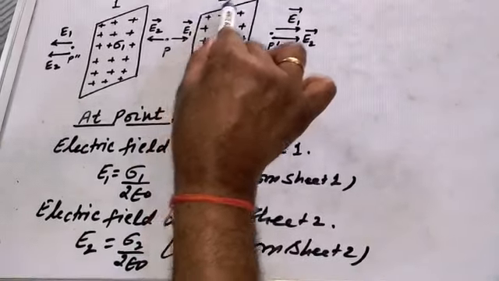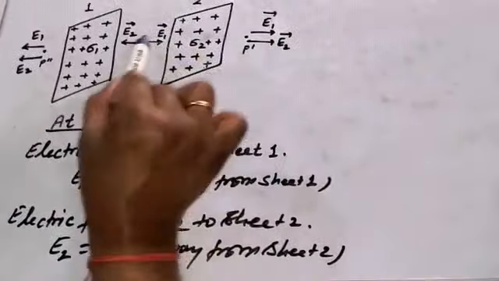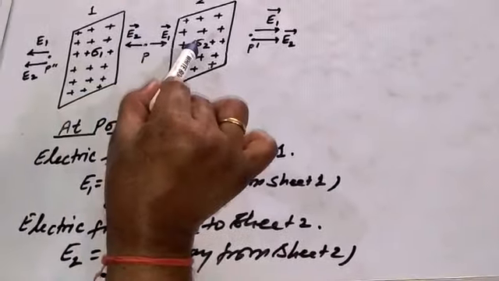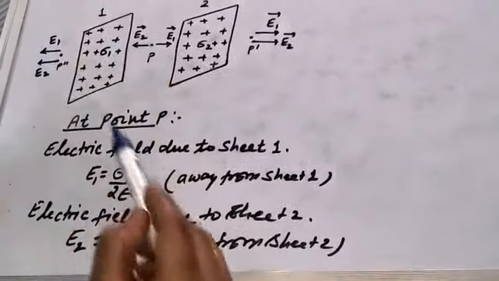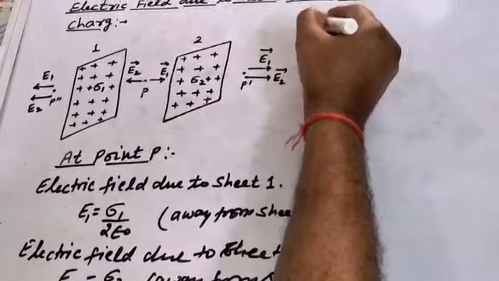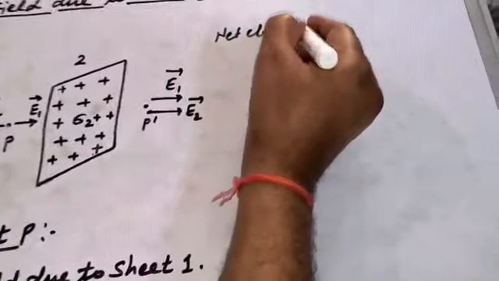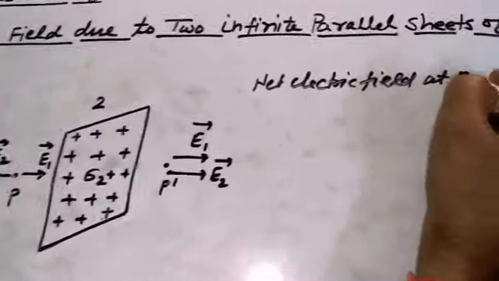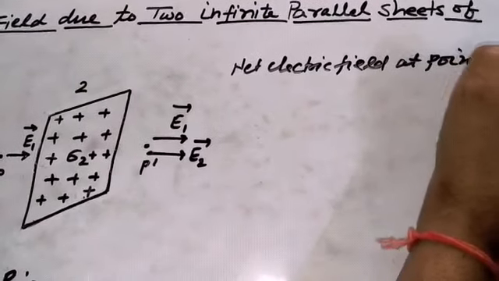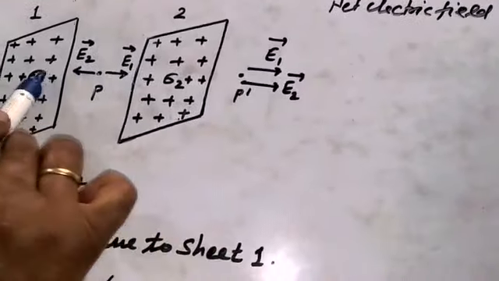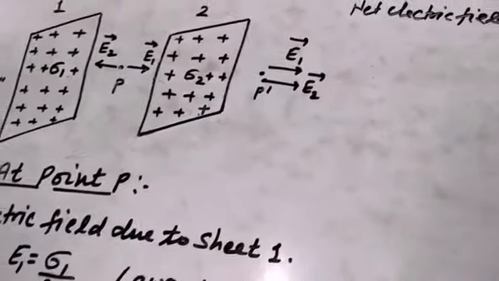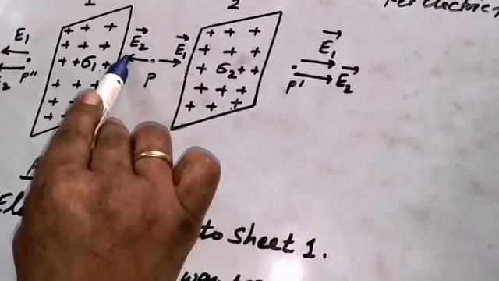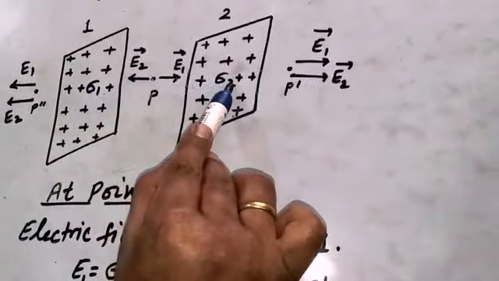And in the same way, the electric field due to this second sheet of charge at point P is of magnitude sigma 2 upon 2 epsilon naught and directed away from this sheet, along this direction here. And the net electric field at point P, since both electric fields are acting in opposite directions, is the bigger one minus the smaller one. Suppose sigma 1 is greater than sigma 2.